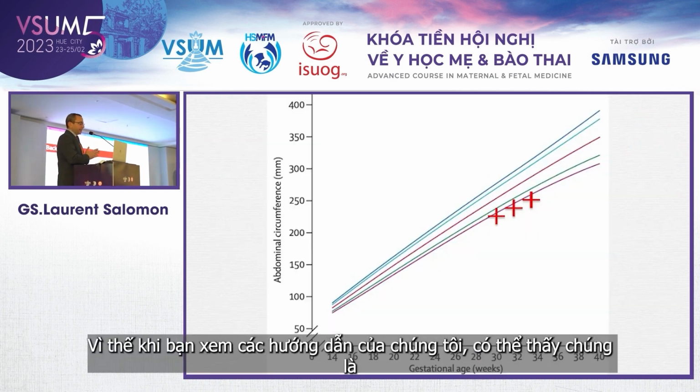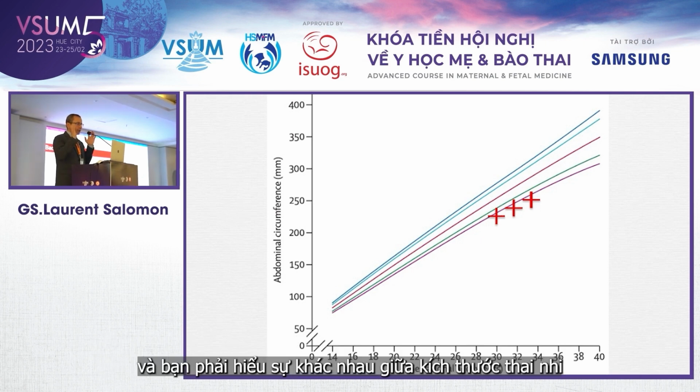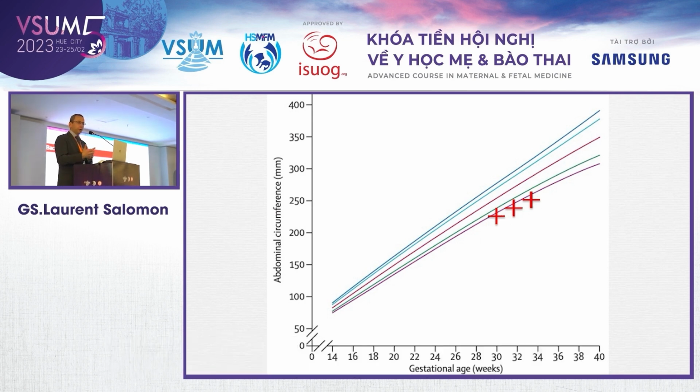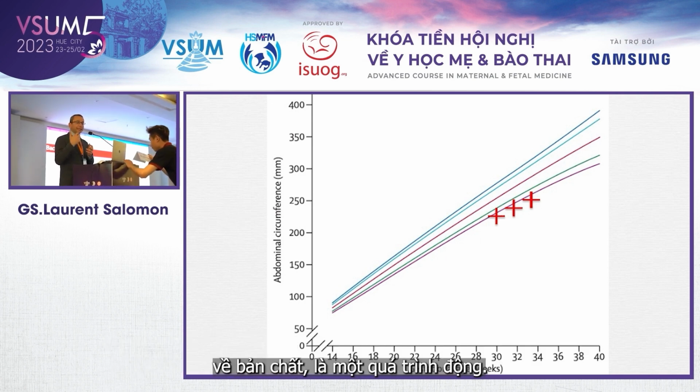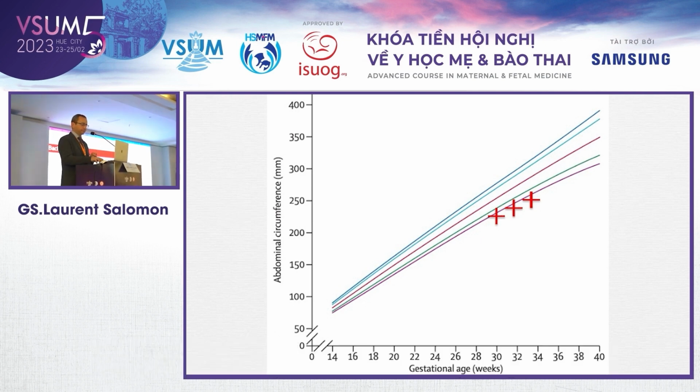So if you look at our guidelines, we start by saying that it's an essential component of prenatal care, of course, to screen for growth restriction, and that you have to understand the difference between fetal size, which is the biometric measurements at a given time point, and fetal growth, which is by essence a dynamic process. So if you would like to define fetal growth, you would need at least two different observations in time.